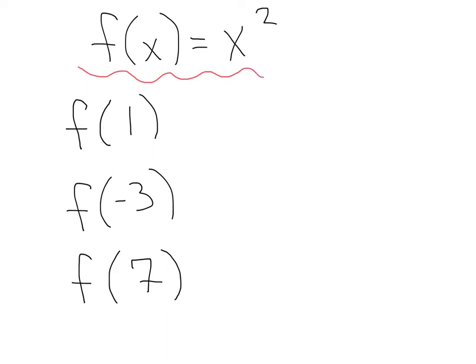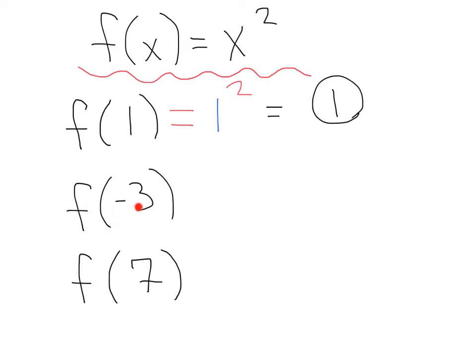f of x equals x squared. Evaluate each of the following functions. Here we have f of 1. This is going to equal, instead of our x squared, we're plugging in a 1 for x. That would give us 1 squared. And 1 squared is just going to be 1 times 1, or 1.